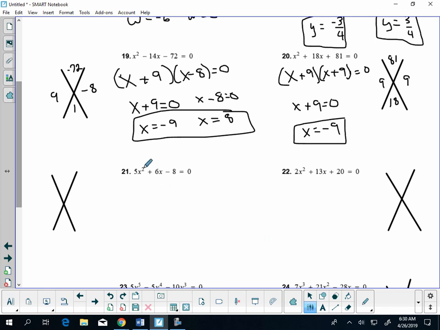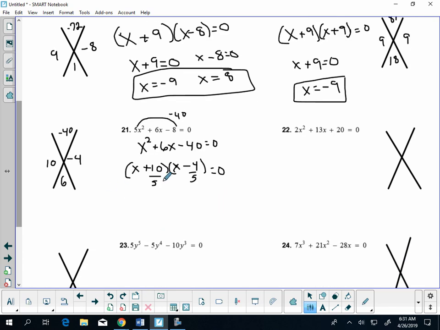All right, 21, we need to start using the slide and divide because our coefficients aren't 1. So I'm going to multiply, and I get negative 40. So x squared plus 6x minus 40 equals 0. I can now go to my diamond problem. So negative 40 it multiplies to, positive 6 it adds to. Those numbers are 10 and negative 4. So I'm going to have x plus 10 and x minus 4. Well, I multiplied by 5, so now I need to divide by 5.